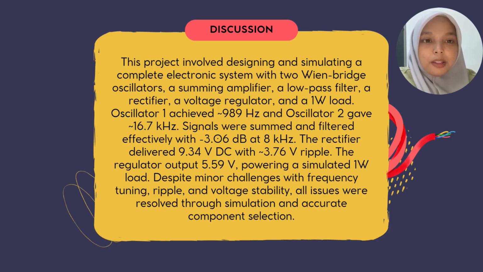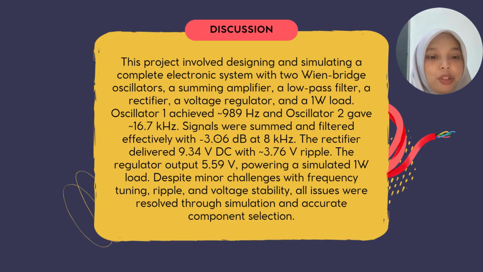For discussion, this project involved designing and simulating a complete electronic system with two Wien bridge oscillators, summing amplifier, low pass filter, rectifier, voltage regulator, and a 1 watt load. Oscillator 1 achieved 989 Hz and oscillator 2 gave 16.7 kHz. The signal was summed and filtered effectively with negative 3.06 dB at 8 kHz. The rectifier delivered 9.34 volt DC with 3.7 volt ripple.